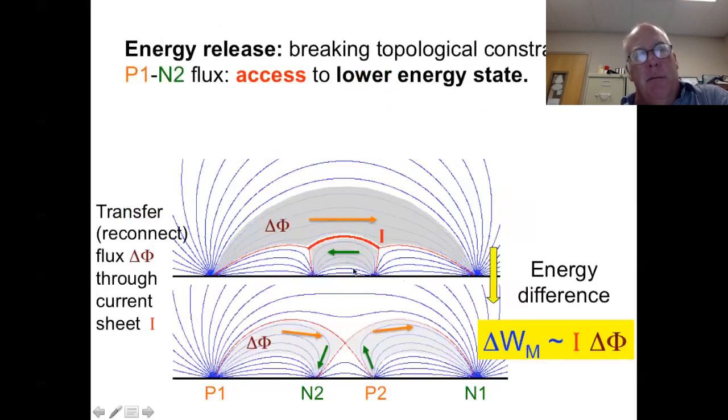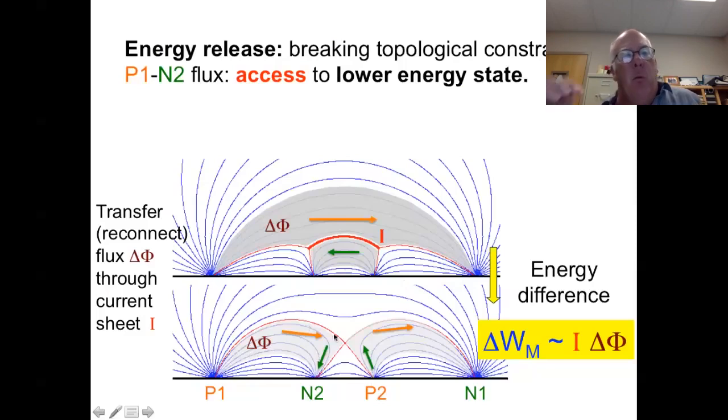P2 N2, the new flux. I'm going to increase the amount of flux connecting to the old flux. So you'll see that these orange lines in the lower end go from, well, it goes orange and then green. It's basically connecting P1 to N2. That's the total amount of flux that I've transferred.